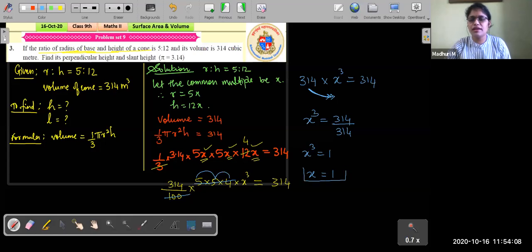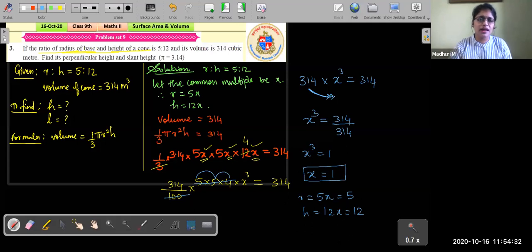So we got x equals 1, and we need to find the radius. Radius was 5x, and the height was 12x, right? Yes, students. So of course the radius will be 5 and the height will be 12. Okay, now you must be wondering, the teacher has solved everything, so how will we be entering the answer?